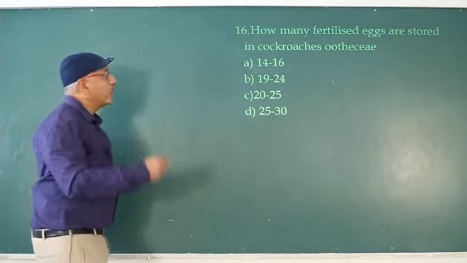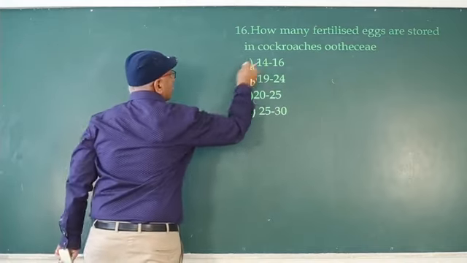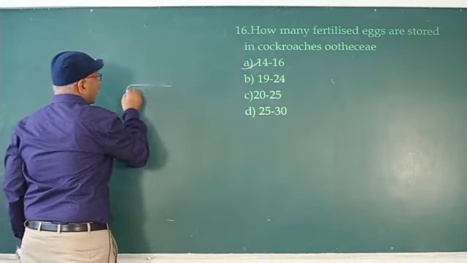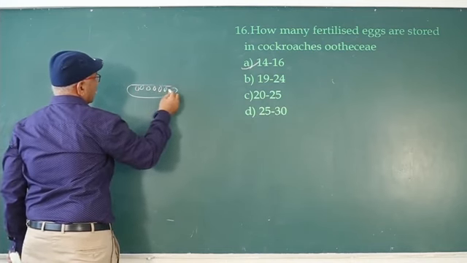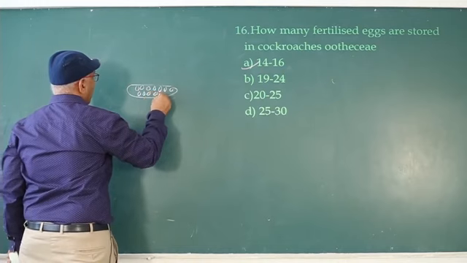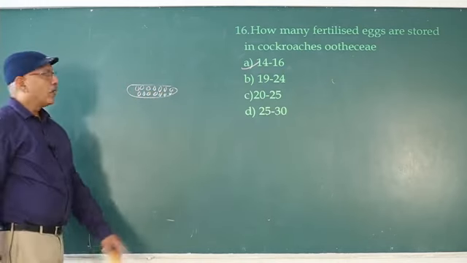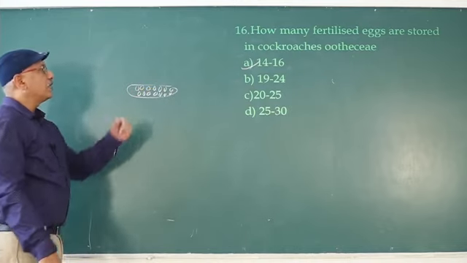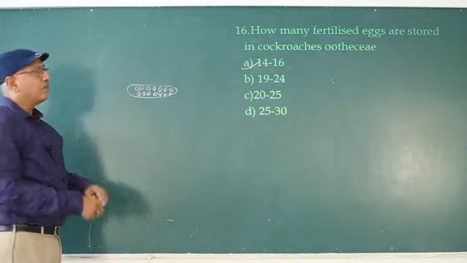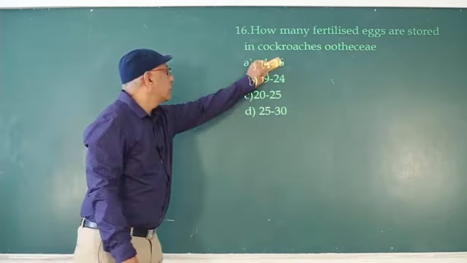How many fertilized eggs are stored in cockroach ootheca? 14 to 16. In ootheca, eggs are stored in 2 rows. Each row may contain 7 to 8. If each row contains 7, at that time 14. If each row contains 8, at that time 16. So number of eggs 14 to 16.